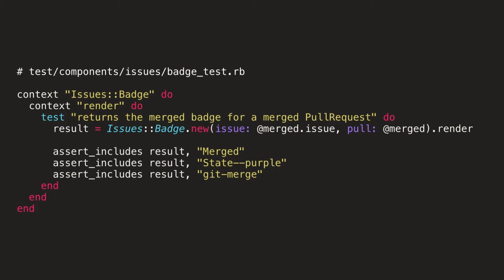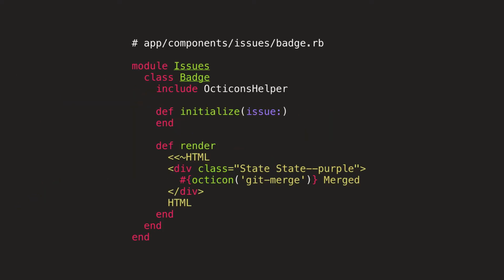So let's start to work our way towards parity with that existing view file. And let's start with a test for a merged pull request. This is literally the controller test we had before, rewritten as a test of this new component thing. In order to get the test to pass, I had to add our octicons helper explicitly because it wasn't included by default. This addresses the invisible dependency concern that came up during the code review.